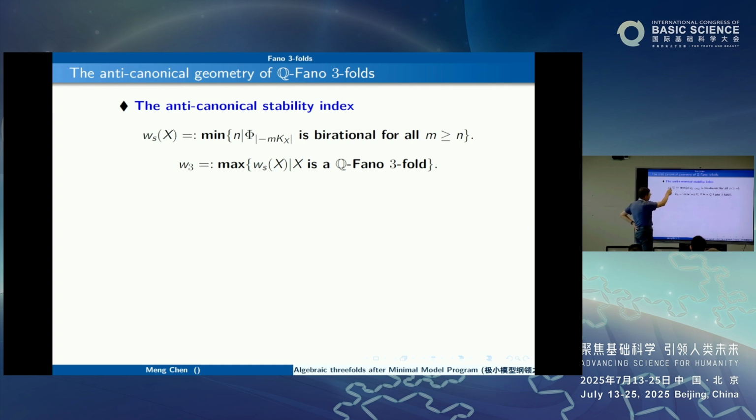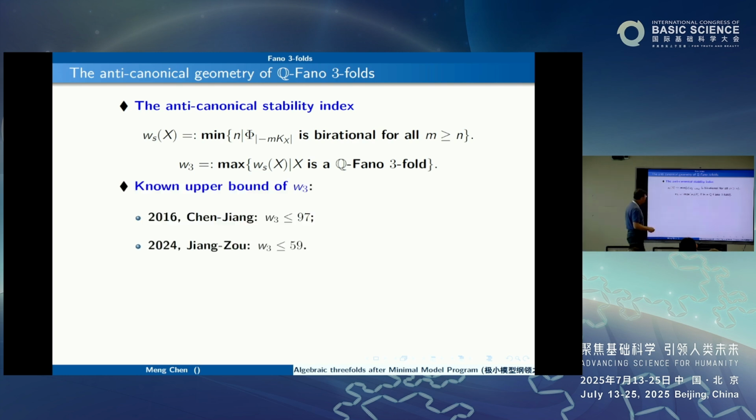Given X, this number is fixed, and because this is a bounded family, we can define W3 to be the maximal anti-canonical stability index. So the question is, what is the number W3? Or W3 is upper bounded by what number? This is a general quantity to describe it from the point of view of anti-canonical geometry.